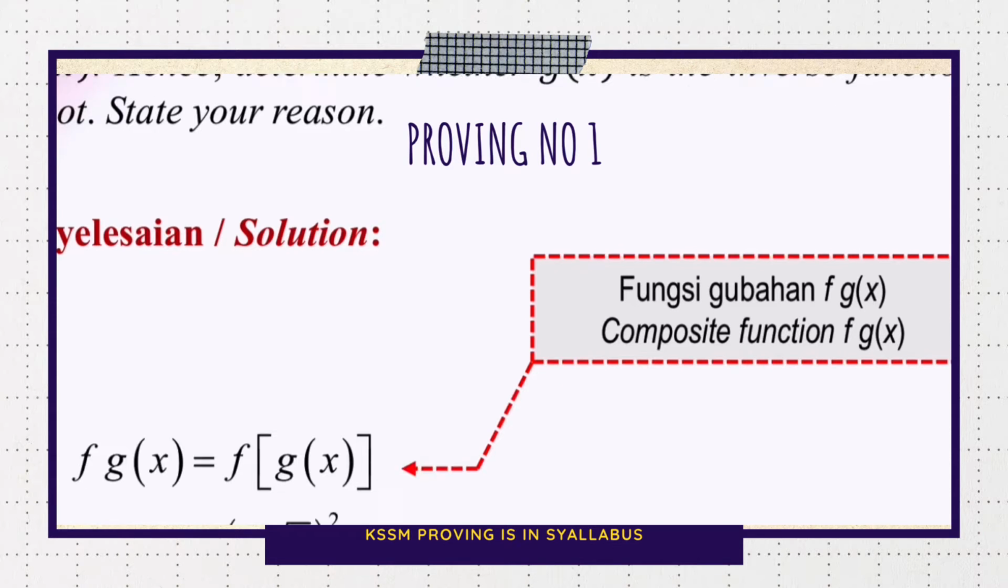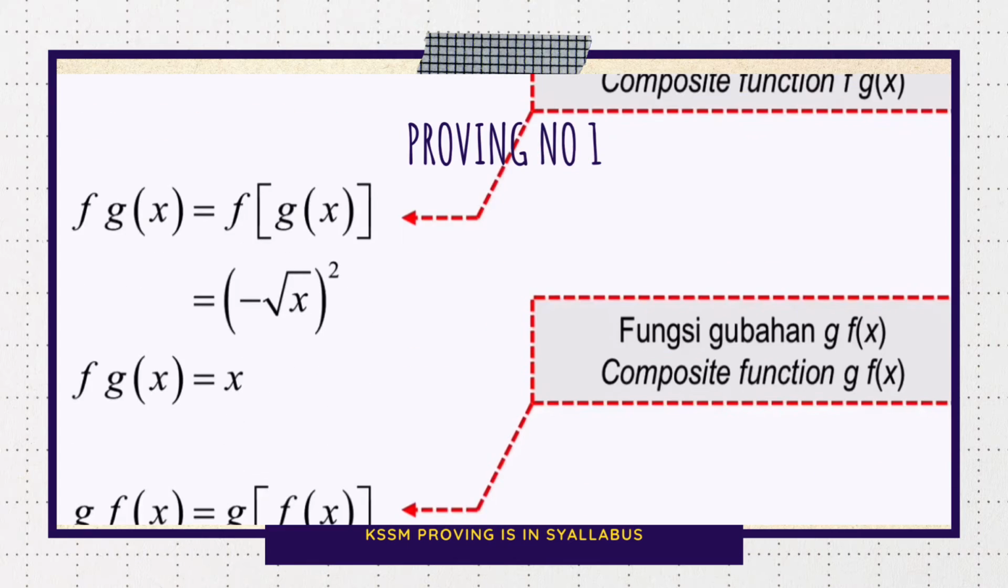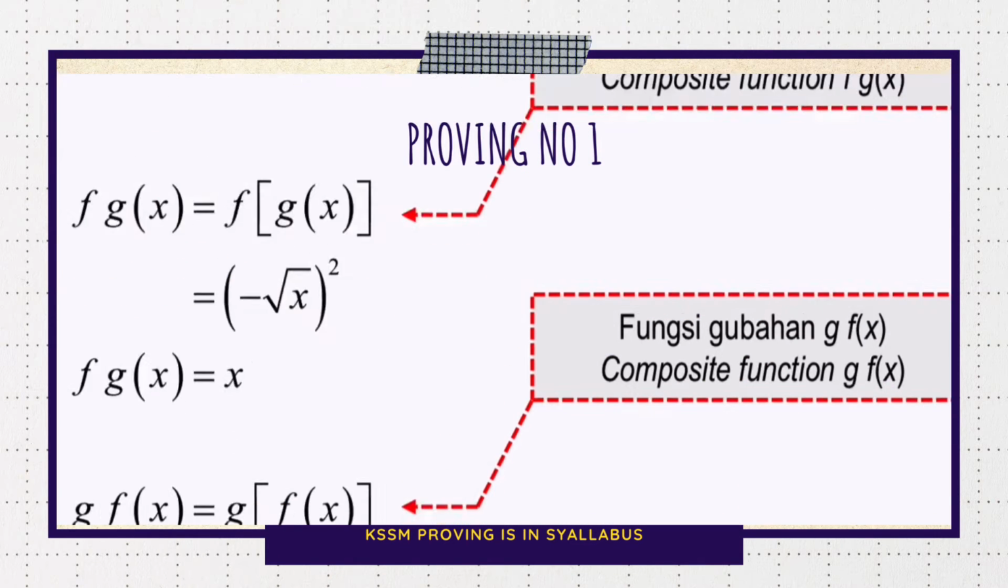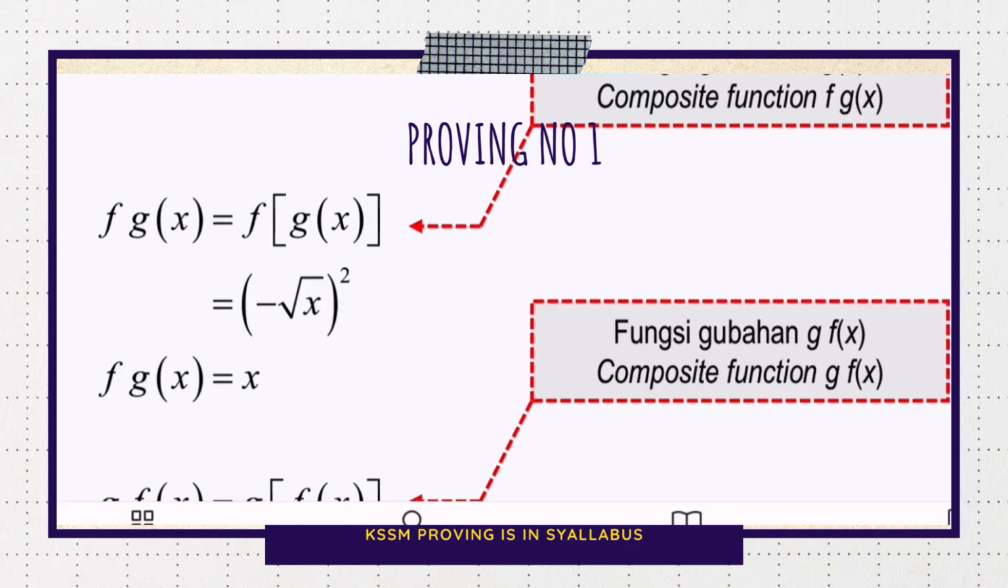So, solution. First of all, we have to start with fg(x), which is equal to the function f with the object g(x). Alright, and we will substitute the function g(x), which is negative square root x, inside, and the whole function will be squared, and we will get fg(x) equal to x.